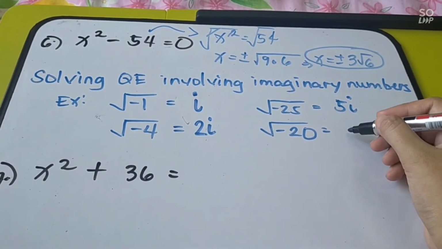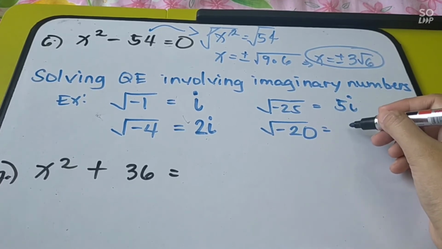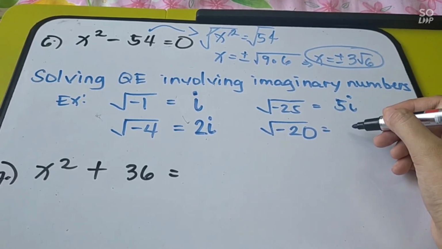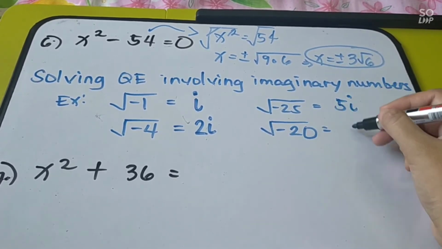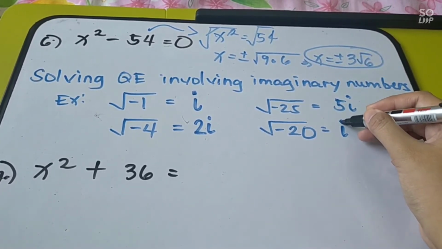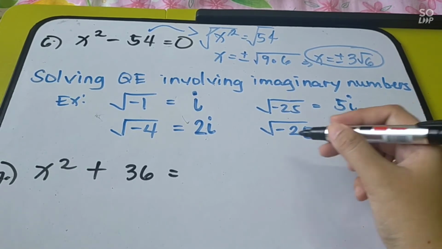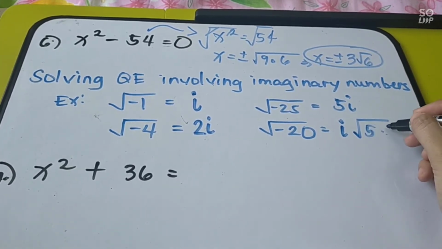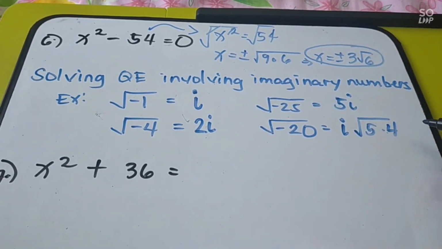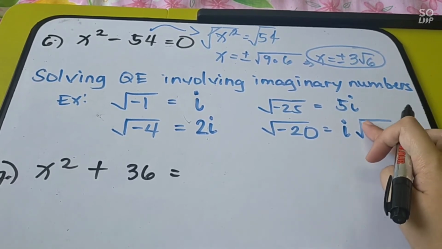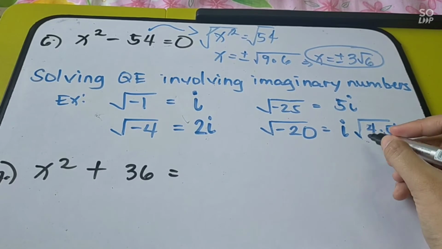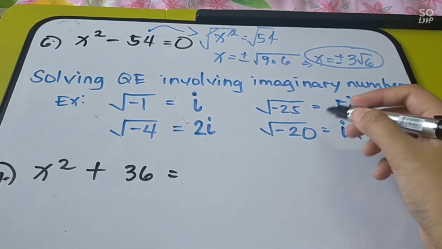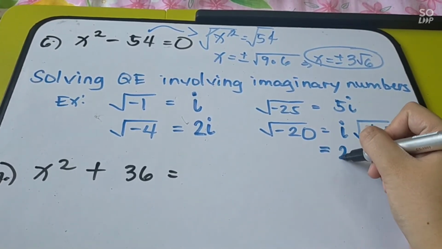So, since 20 is not a perfect square, we need to factor it. So, the negative, take it out. That is i. Square root of 5 times 4. Right? Or 4 times 5. I will put the perfect square first. 4 times 5. Then, the square root of 4 is 2. So, the answer is 2i.